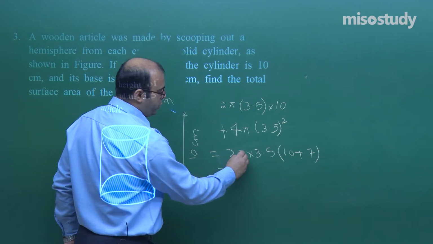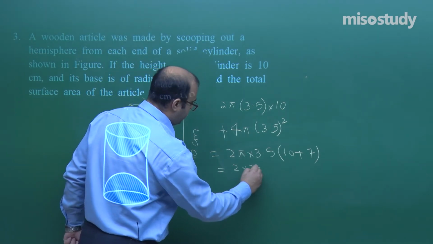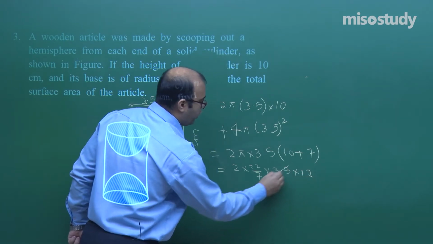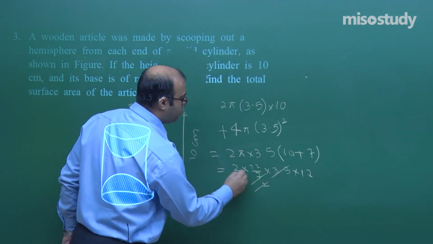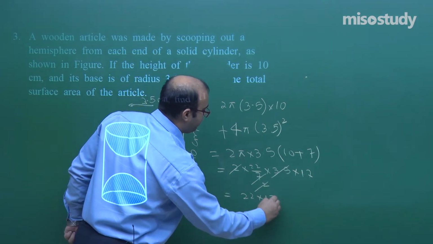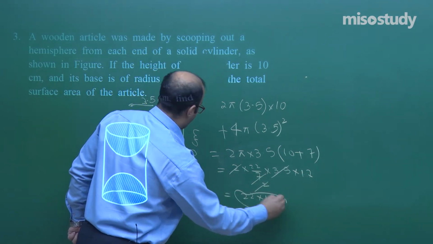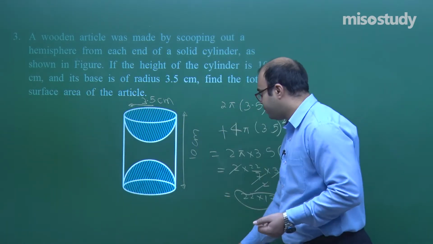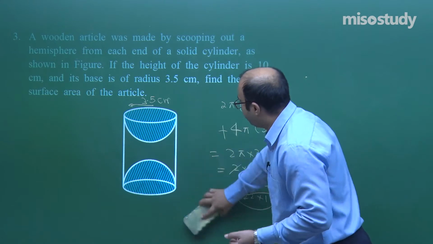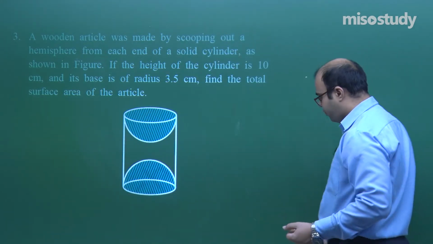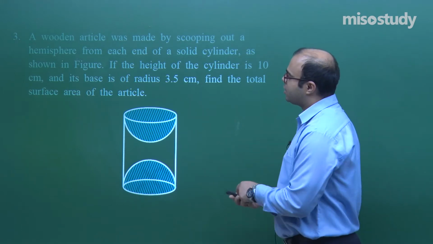2 pi is 22 by 7, so 2 into 22 by 7 into 3.5 into 17. Now here you can cancel, 3.5 into 2 is 7, 2 into 2 cancel. So 22 into 17, just calculate 22 into 17 centimeter square. This will be the area required for you students. So we have to understand how the figure is coming out. Now let us see the fourth question, the last question of 2 marks.